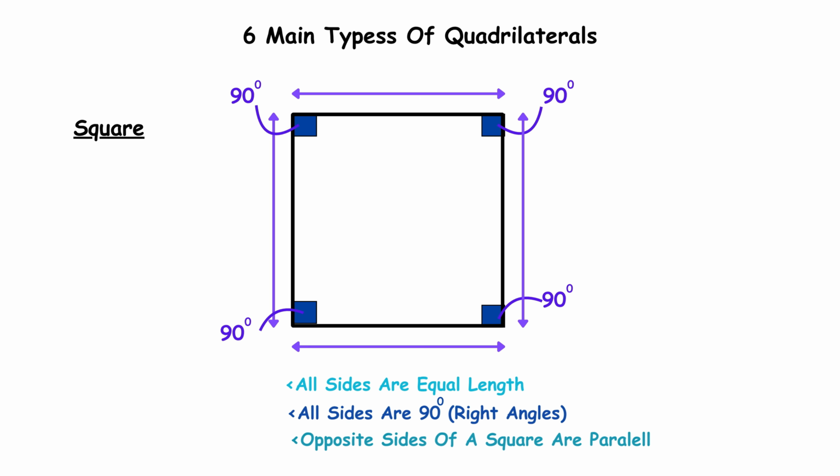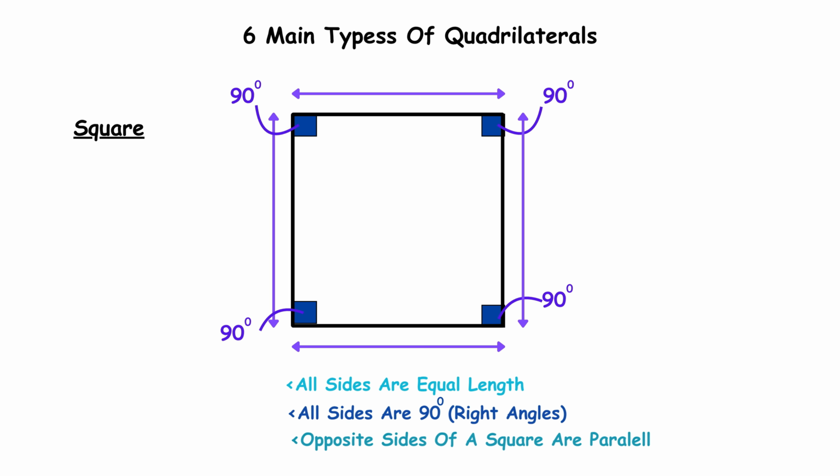A square is a very specific type of quadrilateral where all 4 sides are exactly the same length and all 4 internal angles are right angles, meaning they are 90 degrees each. We usually indicate these right angles with small square symbols at the corners.